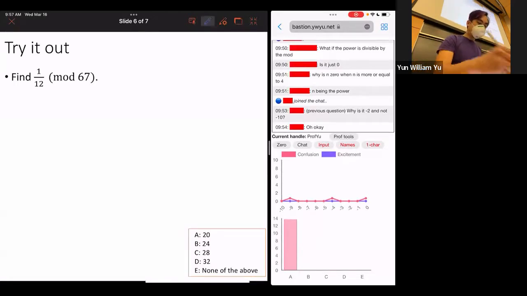So, for example, if I take 20 and I multiply it by 12, if 20 were the reciprocal of 12, then that should be equal to 1 mod 67. Is that equal to 1 mod 67? And if it is not equal to 1 mod 67, then A is incorrect.